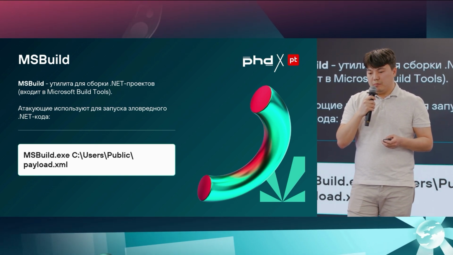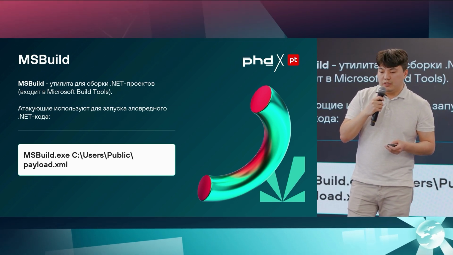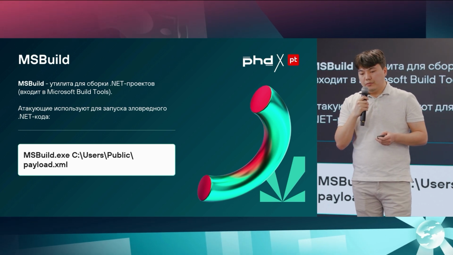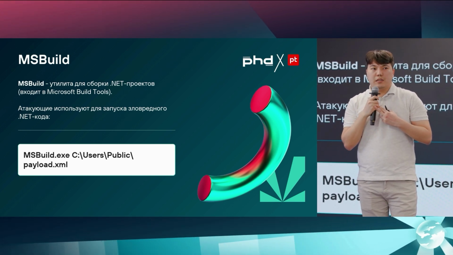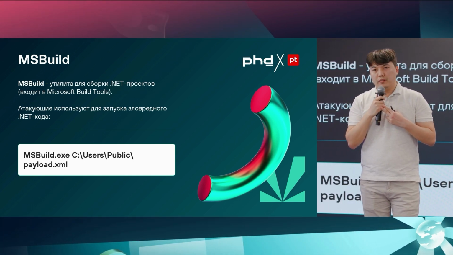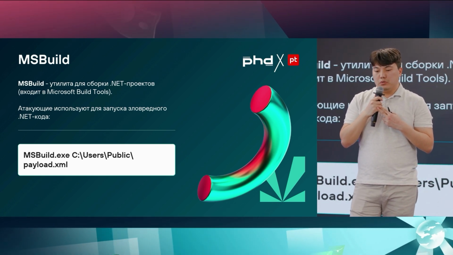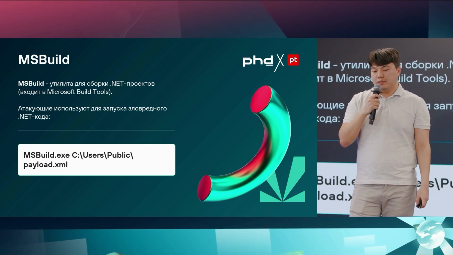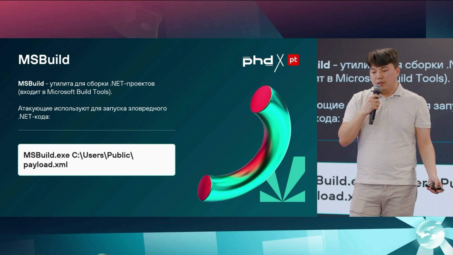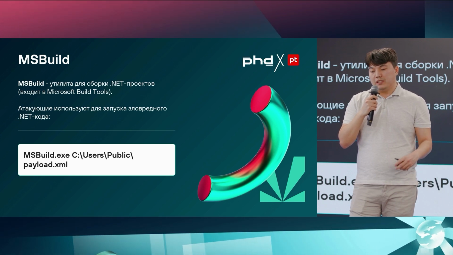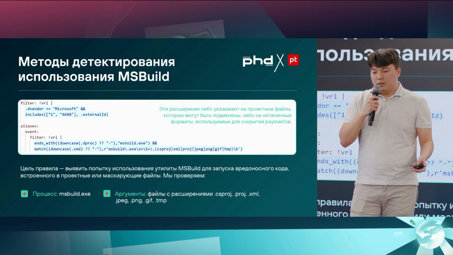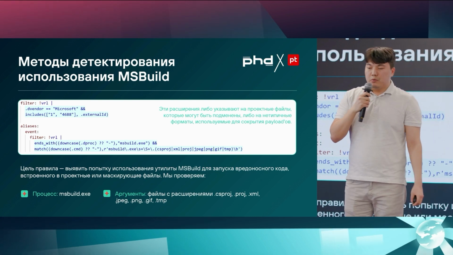And the final utility for now is msbuild. This utility is there for building .NET projects. It can be used by the system and the developers. That's why we'll detect it quite straightforwardly. We'll keep track of the calls of msbuild and some files with the .xml extension, for instance.